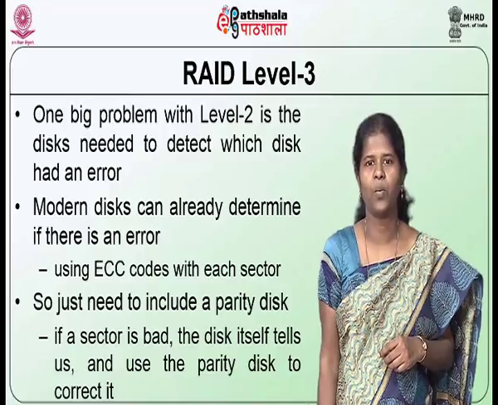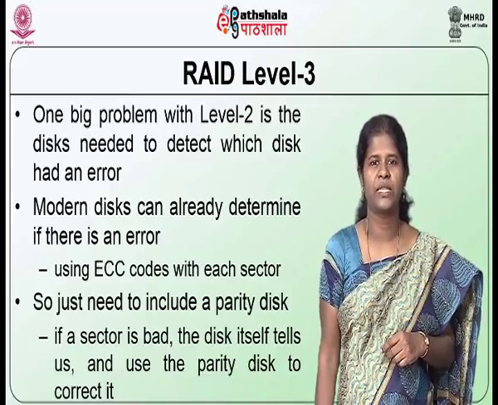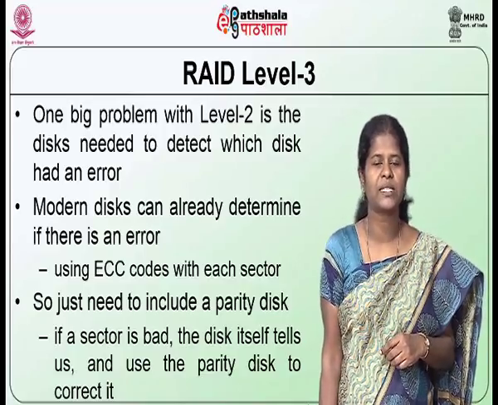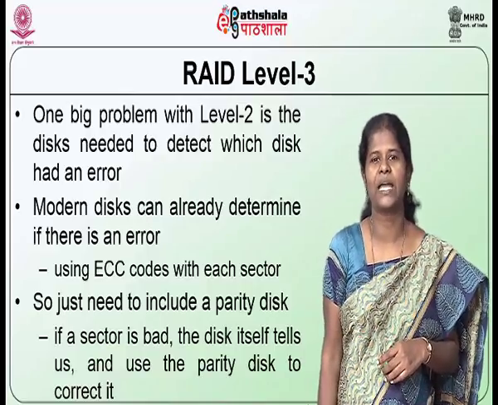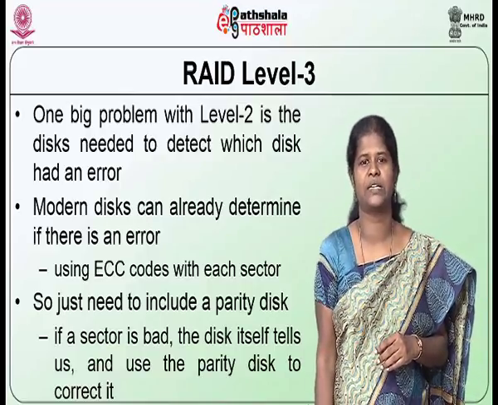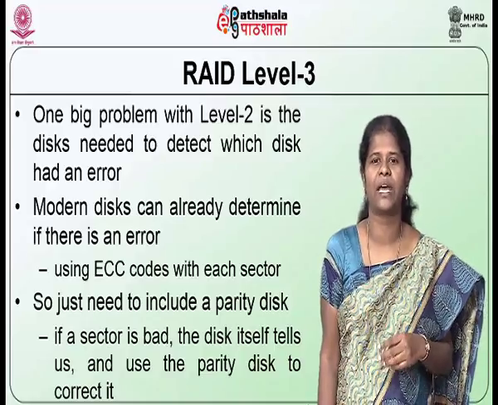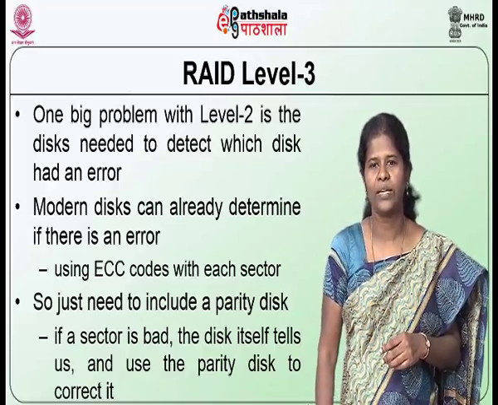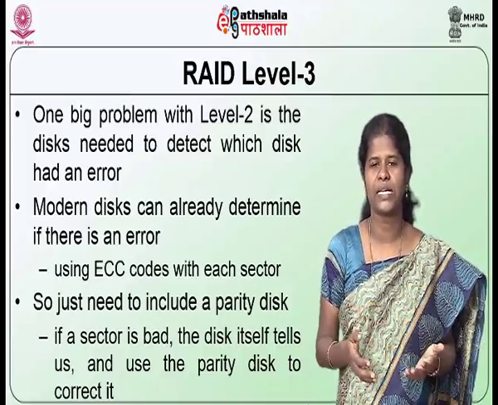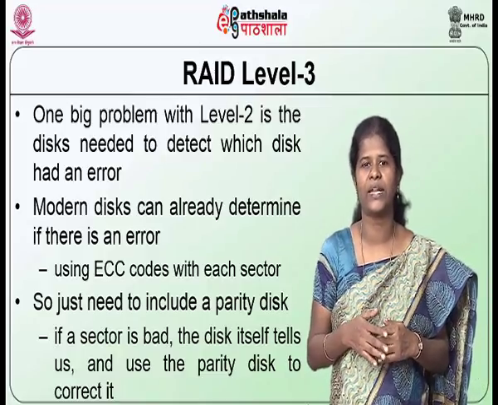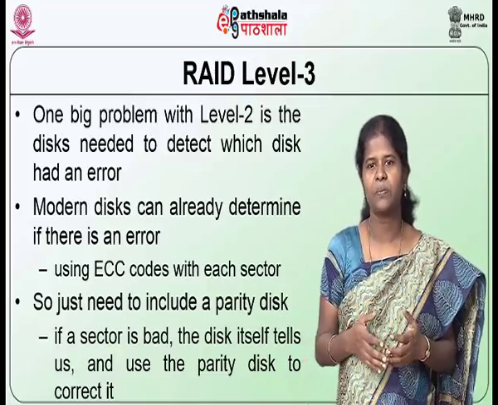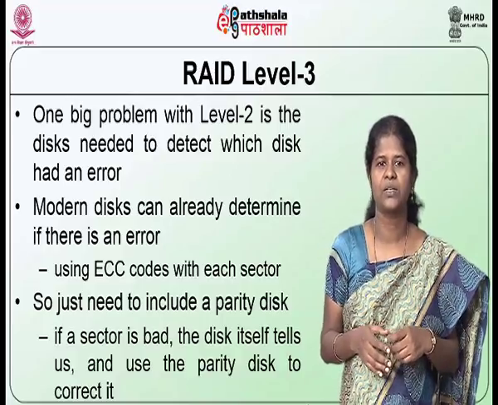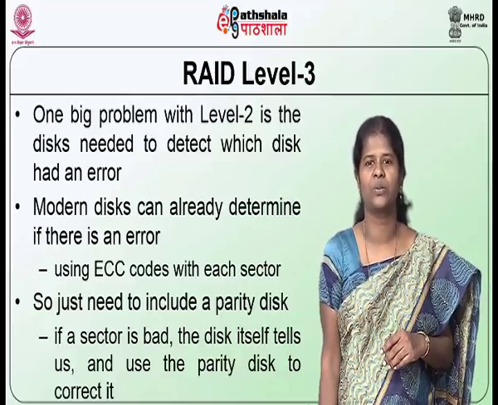But the problem here with this level 2 is that the disk is needed to detect which disk had an error. So, the modern disk can actually already determine if there is an error. I told you earlier that ECC codes can be added with the sector. So, what they did was they tried to avoid this ECC disk and had only a parity disk. So, if the sector is bad, then the disk itself can tell us. So, you use the parity disk alone to correct it.